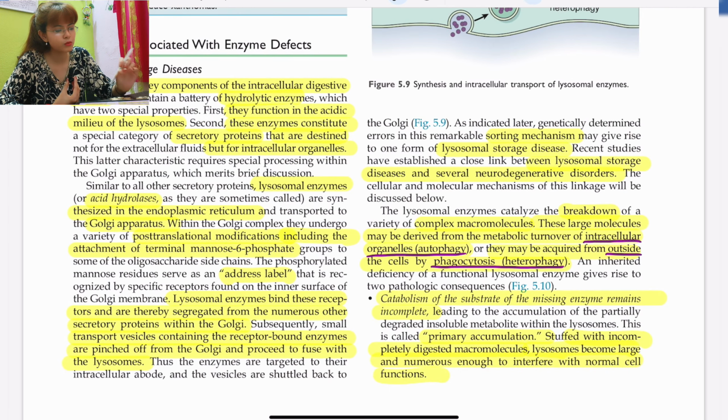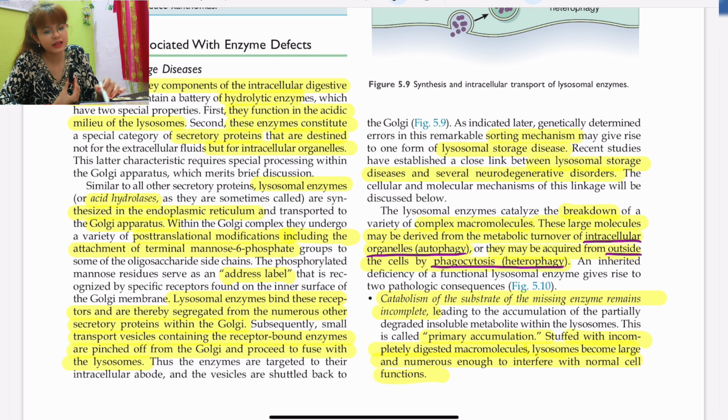Coming to the lysosomal storage diseases, again an important point. We know that lysosomes break down the complex macromolecules, right? These macromolecules which are broken down are derived from the intracellular organelles. The mechanism is autophagy, and they may also be acquired from the outside. When they are destroyed, the process is heterophagy.